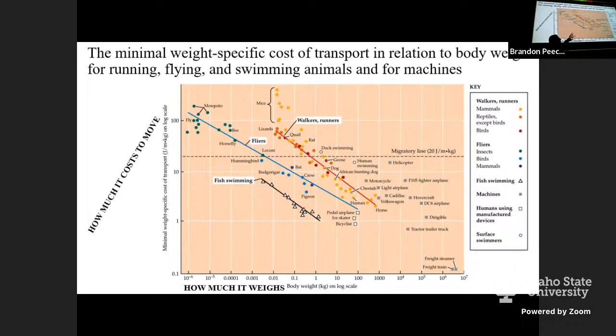So swimming can be thought of as, for your size, the most efficient way of moving. It costs as much to move this fish as it does to move this horse, right? And this horse weighs quite a lot more. They weigh completely differently, but the efficiency is kind of the same between them.